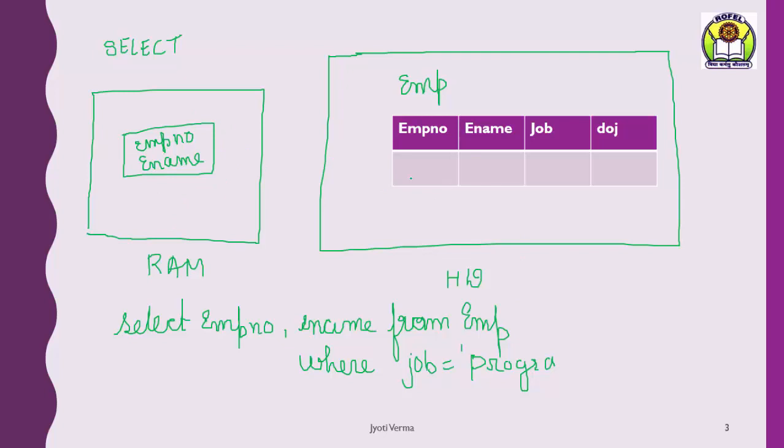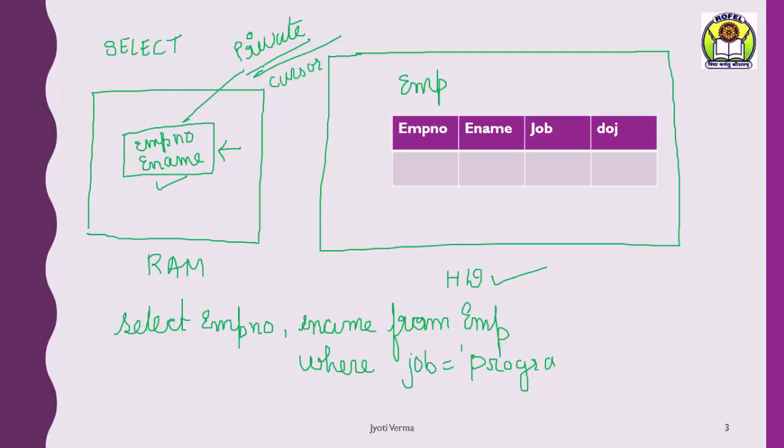So this data is stored where? It is stored on your hard disk. But when you are firing the query, that data comes where? Into your RAM. And it is occupying a small portion of your RAM. This small portion is the private area of your Oracle engine. And this area where the values are fetched and kept is called cursor.